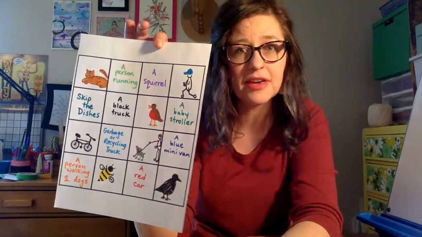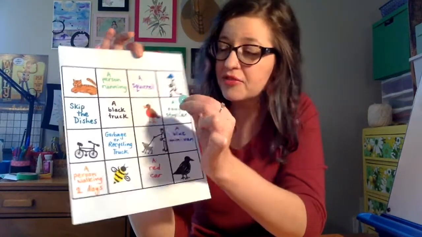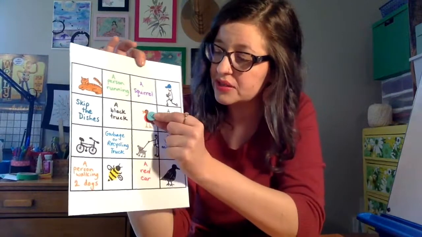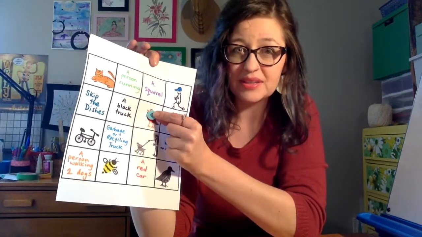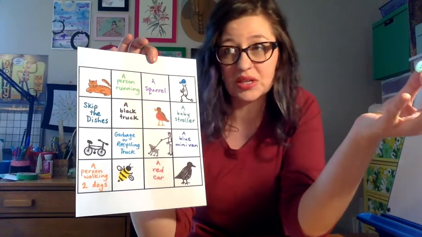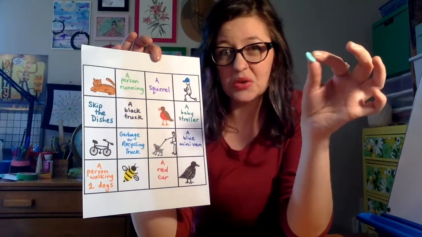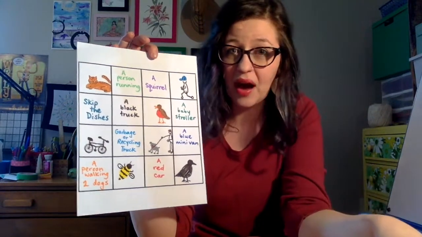Now, a couple other things. You can either use little objects to cover up. So if I'm watching out my window and I see a robin, I could go ahead and put something on top of that space. I've got some buttons here. You could use really anything that you can find, little objects or toys from around the house.